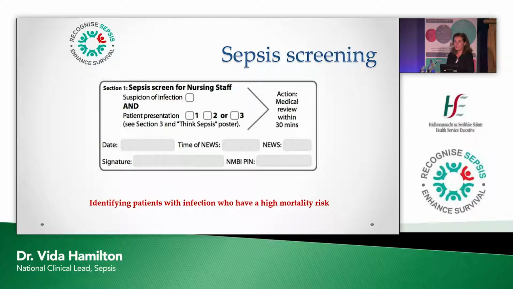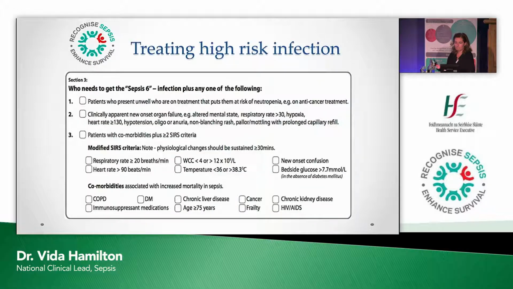So what is the sepsis screening in our form? The sepsis screening for nursing staff is that the patient has a suspicion of infection, so their clinical signs and symptoms are suggestive of infection, and they have one of the 3 presentations that I have outlined. So they're immunosuppressed, they've got acute organ dysfunction that is clinically apparent, or they have a systemic inflammatory response and they have a comorbidity. And the action is a medical review within 30 minutes, whether it's presenting at triage or with a NEWS deterioration.